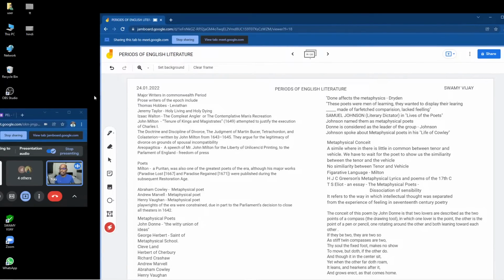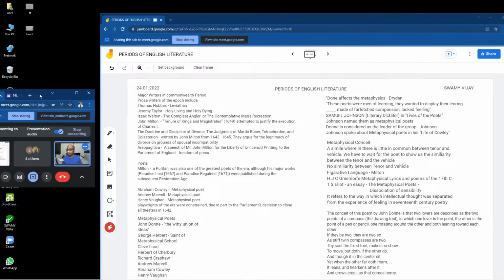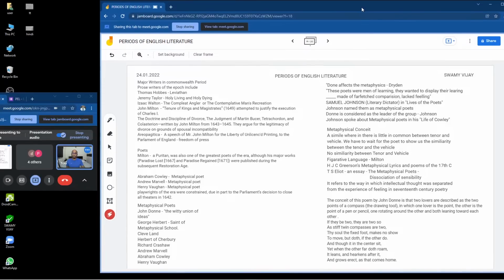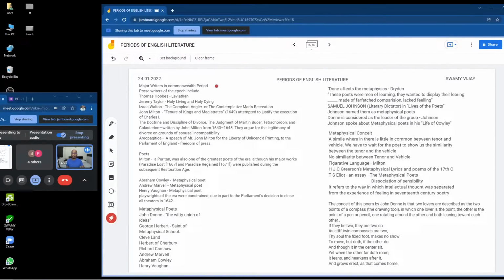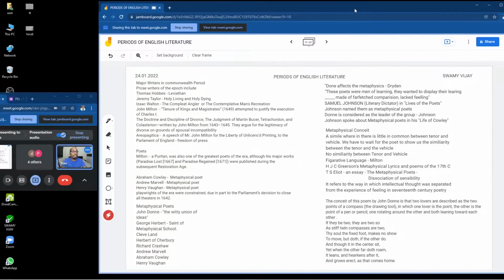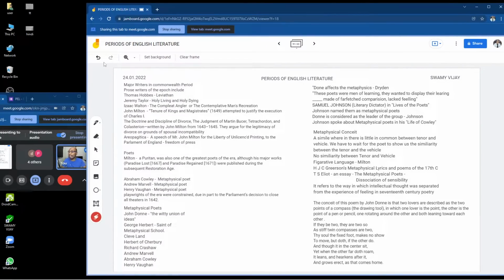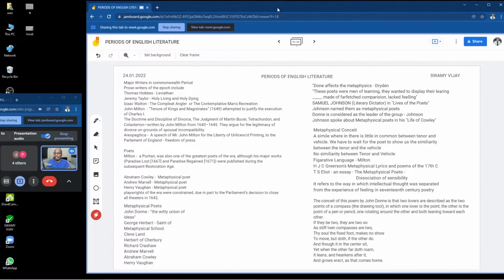Is it visible? Major writers in the Commonwealth period, Preeti? Yes, sir. Alright. During the Commonwealth period or the Puritan interregnum, Oliver Cromwell supported the literature, supported the poets who were Puritan in ideology and nature. Surprisingly, John Milton was allowed to publish his greatest literary works. Let us understand this age: major writers in the Commonwealth period.